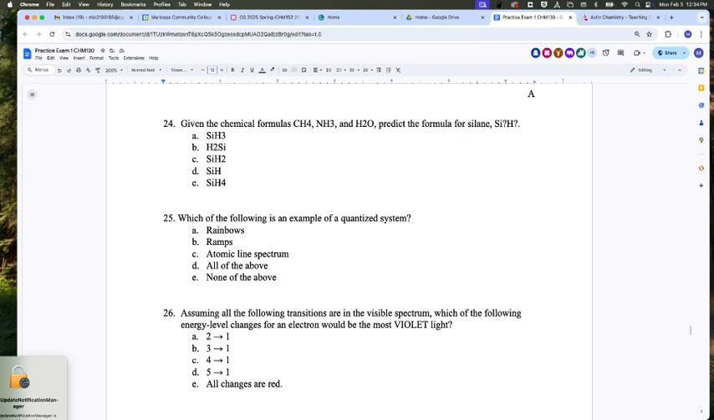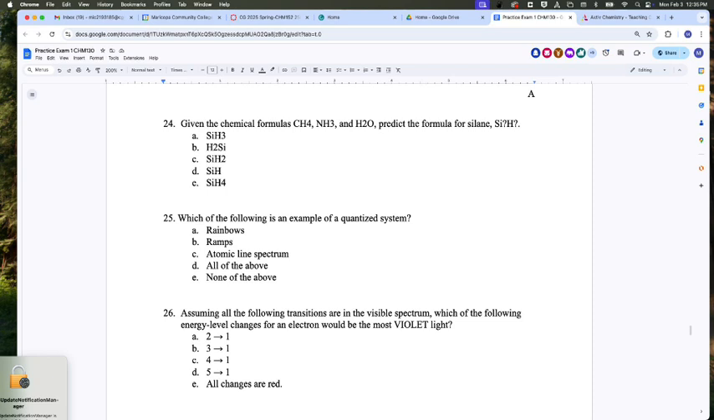Can you just provide a definition for quantized? Yep. Is that how you say it? Yeah. Quantized. Here's the definition. Quantized is discrete energy levels.